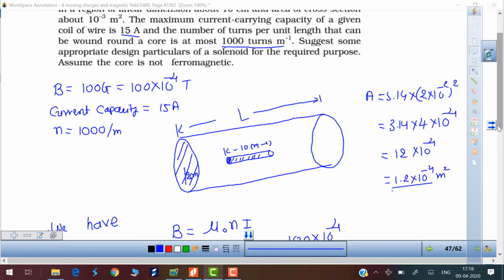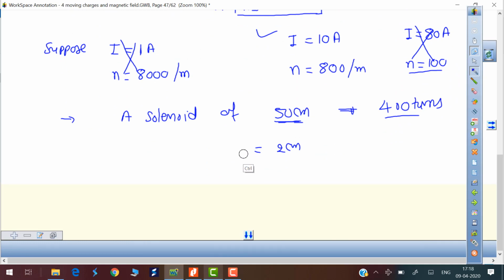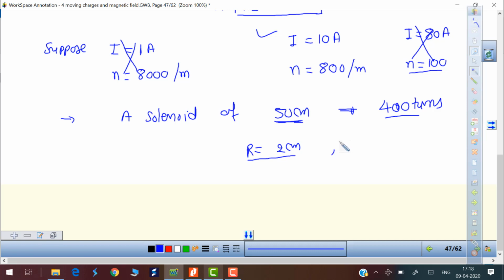So I can use, not diameter, but radius as 2 centimeter. It will work. So I use a solenoid of 50 centimeter long with 400 turns, radius is 2 centimeter and current is equal to 10 ampere.